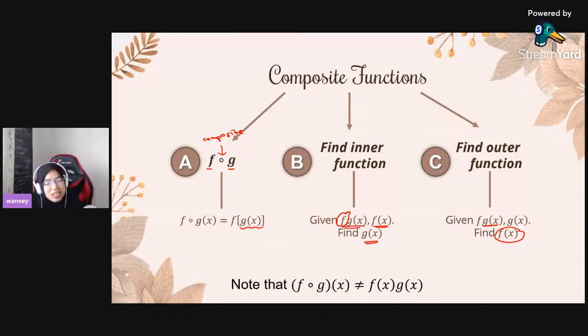Okay, so this is one note that I think is very useful for you. F composite with G is not equal to F multiply with G. So do make sure to be extra careful. F composite with G is not equal to fx multiply with gx. This is composite function. This is simply multiplication. So when you write them down, make sure to be careful.